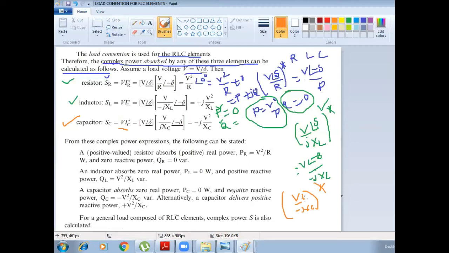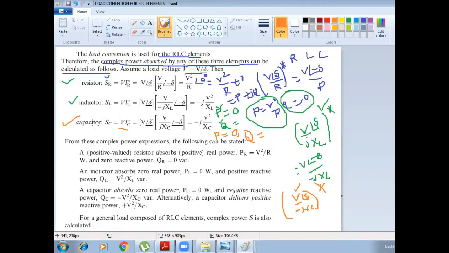So V at an angle delta. For this, the complex conjugate will be V at an angle minus delta, and minus JXC becomes plus JXC. Now we can write V multiplied by V, that is V square, and multiply and divide with plus J, then you will get minus J V square by XC. So here also the real power absorbed by the element is 0, and you have the reactive power only. So it is minus J V square by XC.